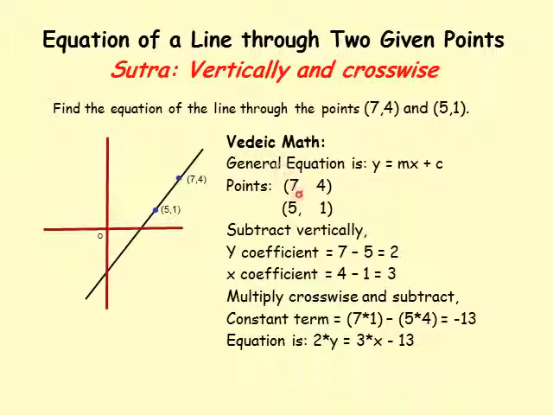We did everything in one step. We subtract vertically to get the coefficients of y and x, and multiply crosswise and subtract to get the constant term. So 2 times y equals 3 times x minus 13.